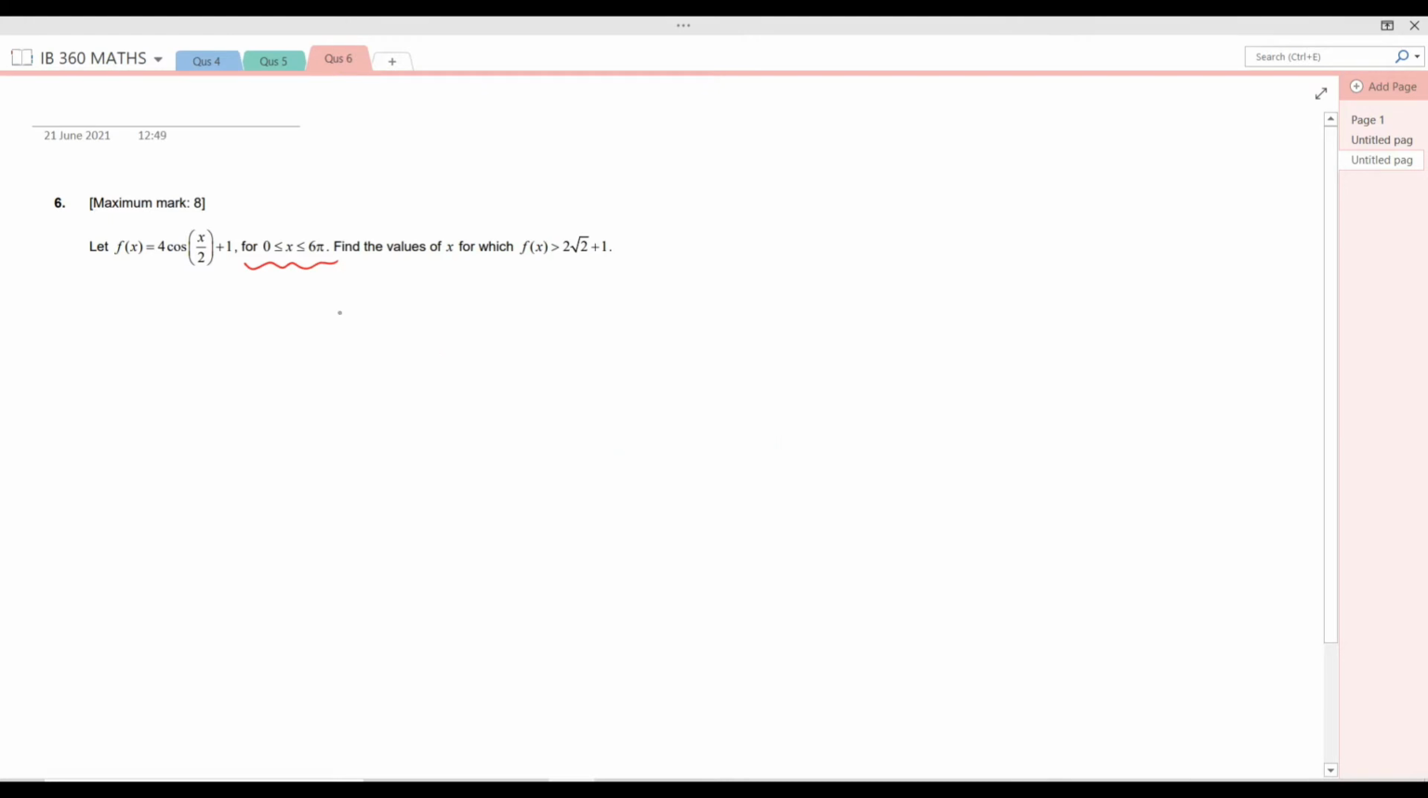So now we need to do a simple trigonometric calculation here. f(x) = 4 cos(x/2) + 1, and the values of x will lie within 6π. Now f(x) is greater than 2√2 + 1. So from here we are getting 4 cos(x/2) + 1 is greater than 2√2 + 1.